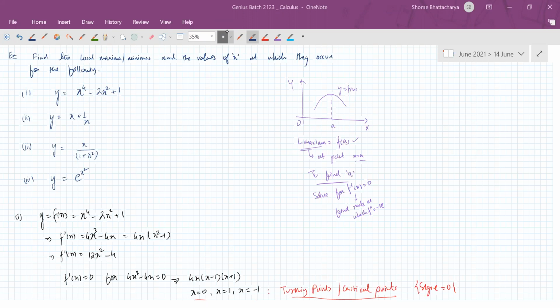Yes, Prabhas, your analysis of the second one is correct. Third one, there is local maxima and minima, beta.